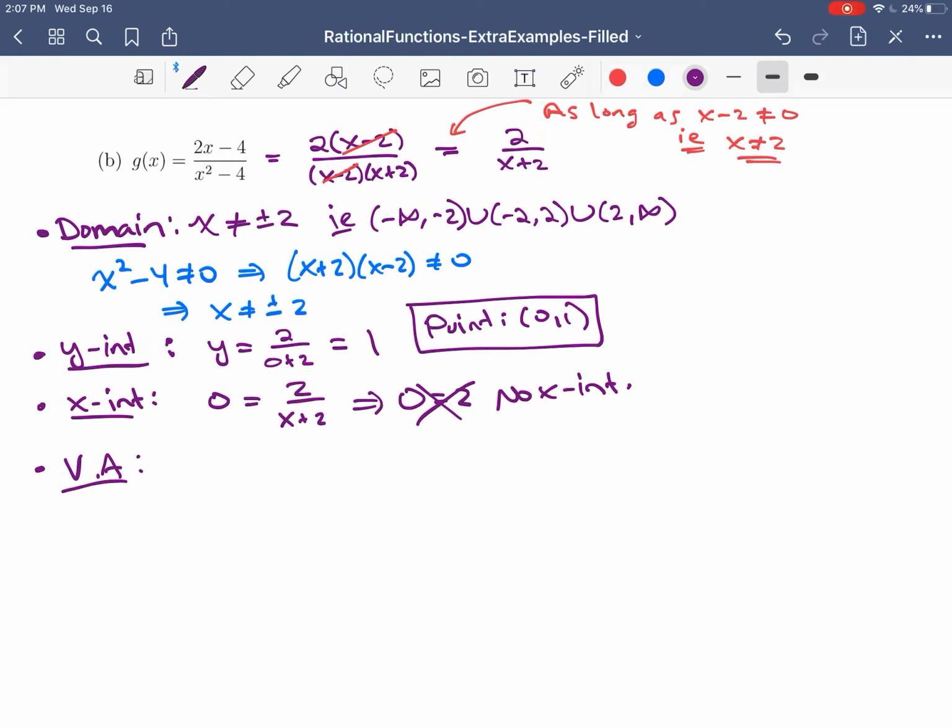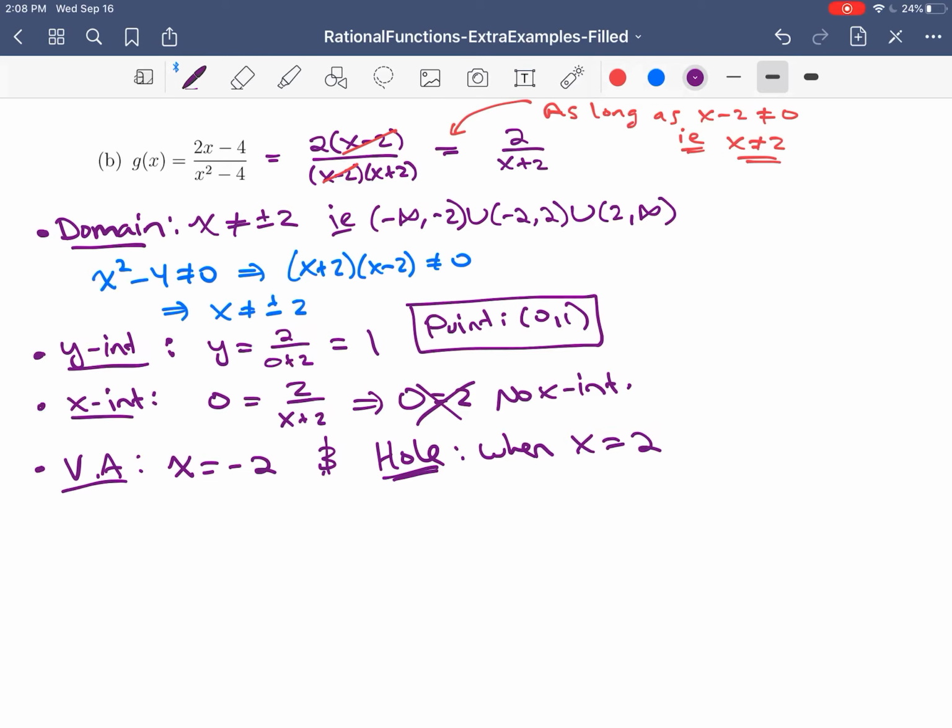Vertical asymptotes, we have only one. Okay, and it's when x is equal to -2. That's when this part is 0. That's going to be a vertical asymptote because that problem is still left over. We did have the problem at x equals +2 as well, but we were able to cancel it out. And when that happens, it means that we actually have a hole when x equals 2.